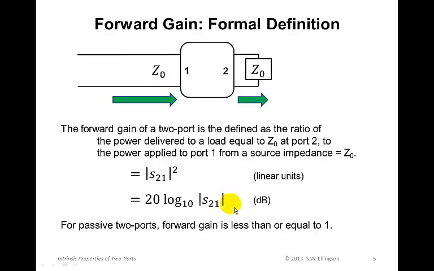Finally, it's useful to know that for two ports consisting of passive devices, the forward gain is less than or equal to 1. This is a consequence of conservation of power. For passive two ports, there cannot be any power delivered to the load which was not provided by the source. That's what it means to be passive. Obviously, for active two ports, such as amplifiers, you can have a forward gain greater than 1.